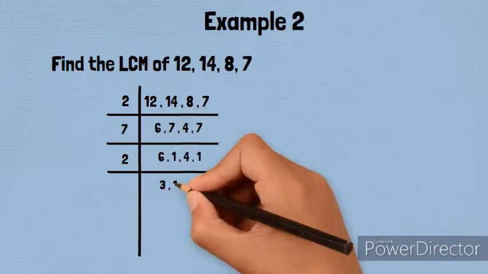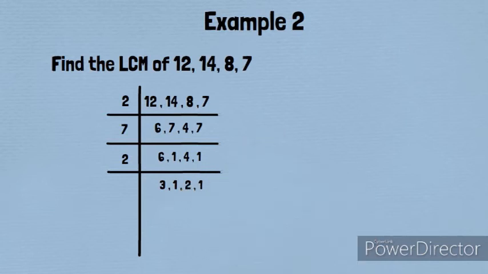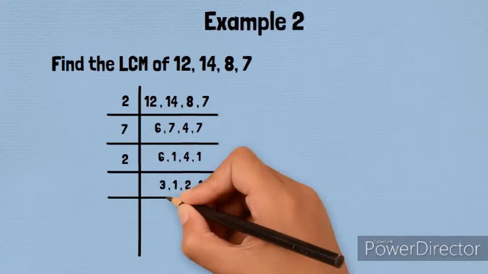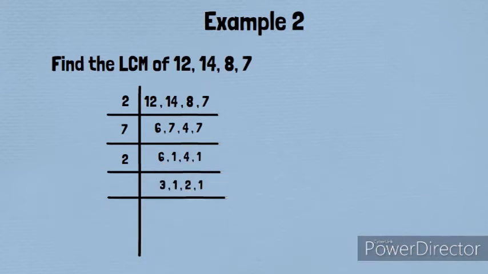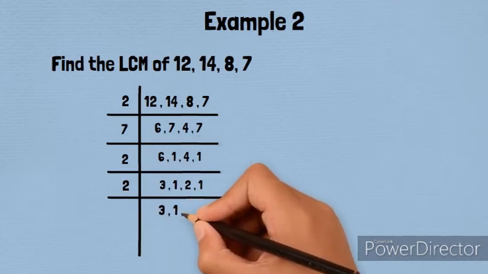Now let's divide these numbers by 2. 6 divided by 2 gives us 3. 1 cannot be divided by 2, so we bring down the 1. 4 divided by 2 gives us 2. And again, 1 cannot be divided by 2, so we bring down 1. Now 3 and 2 are both prime numbers, so we have to divide these separately.